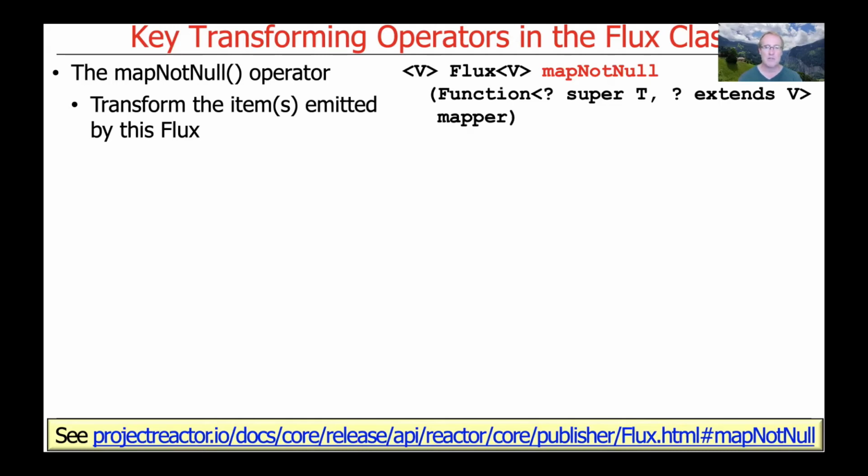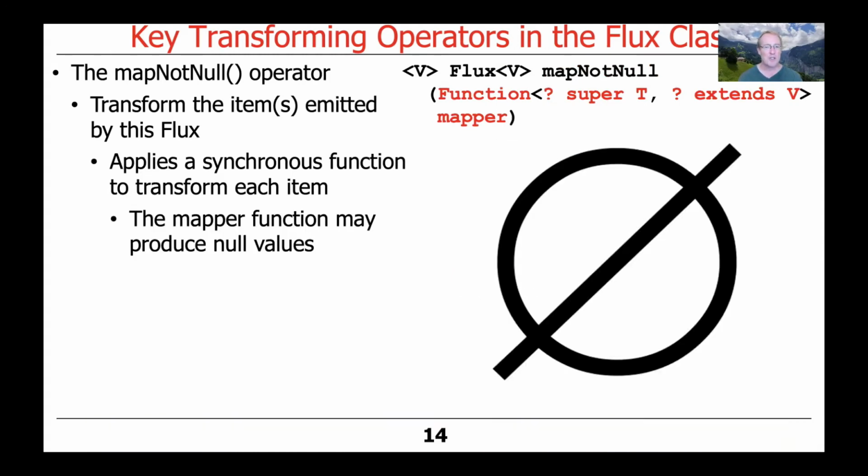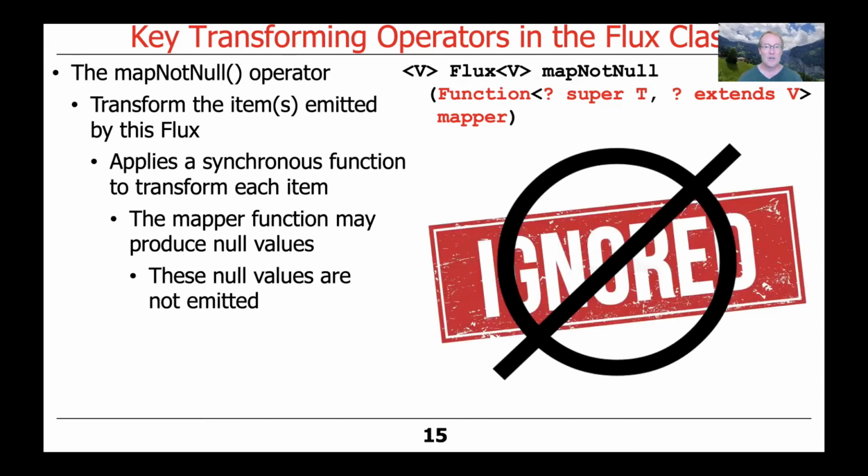Like map, this transforms the items that are emitted by a flux. Like map, it applies a synchronous mapper function to transform each item. However, the difference here is the mapper function may actually produce null values, like the null keyword in Java. These null values will not be emitted. They'll be ignored. So mapNotNull, as the name implies, ignores values that are null.